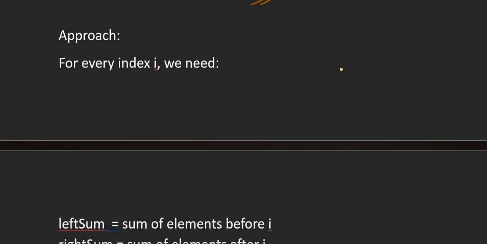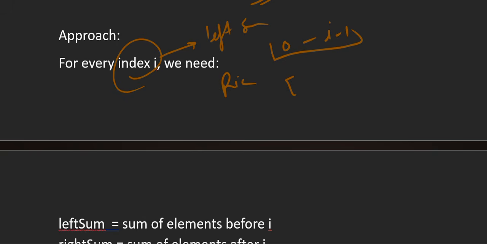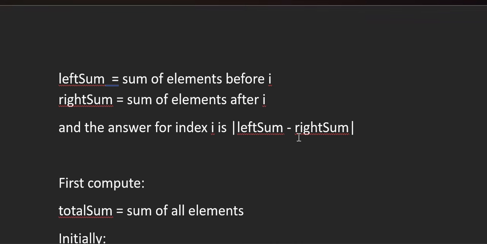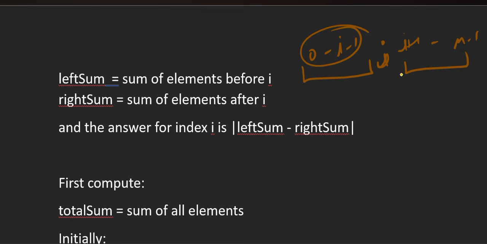For every index I, we need left sum, that is the sum of all the elements from 0 to I minus 1. We want right sum, that is the sum of elements from I plus 1 to n minus 1, where n is the size, and then we want the absolute difference of both these values, right? If we go by the brute force approach, we'll go to index I, then calculate the sum from 0 to I minus 1, called left sum, then calculate the sum from I plus 1 to n minus 1, called right sum, and then take the absolute difference of these two.